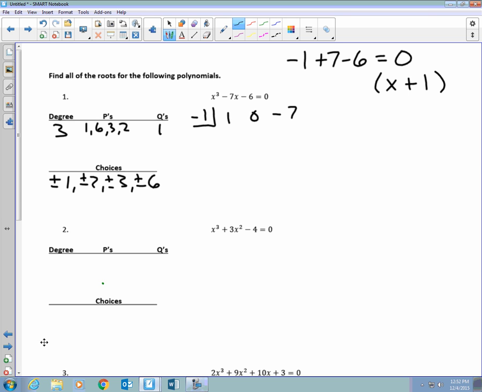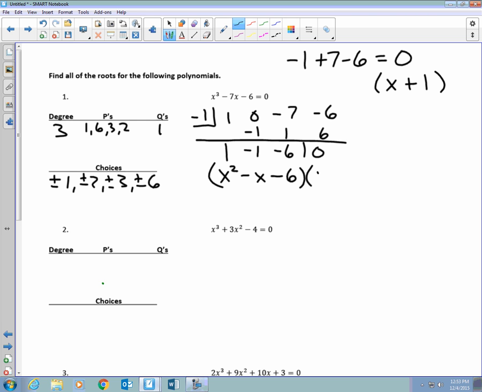1, 0, negative 7, negative 6. Drop my 1, negative 1. So, lo and behold, x to the third minus 7x minus 6 does factor. It factors to x squared minus x minus 6 times x plus 1. We couldn't see it. We're not intelligent enough to see it, but we could at least make guesses and go from there. Now, does this factor? Yeah, to what?